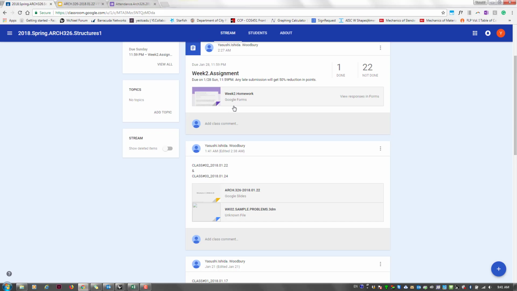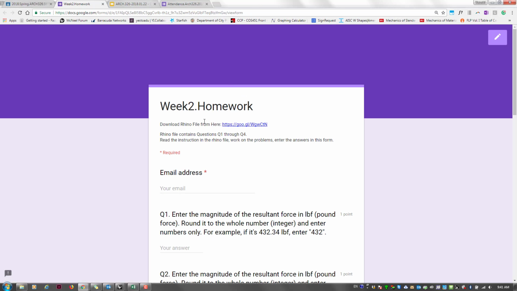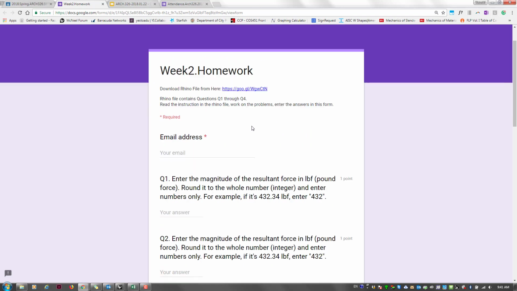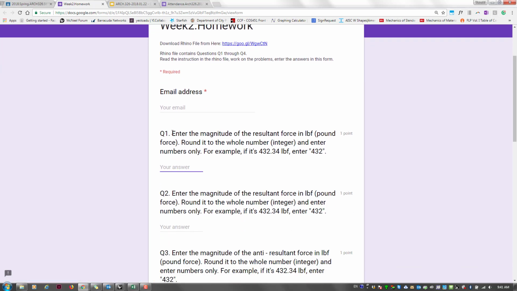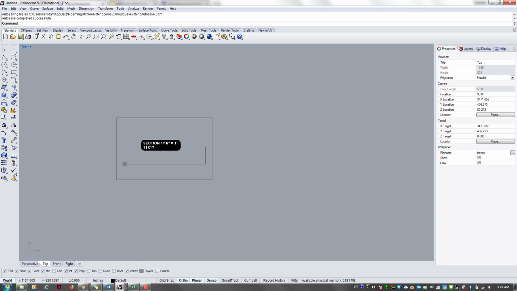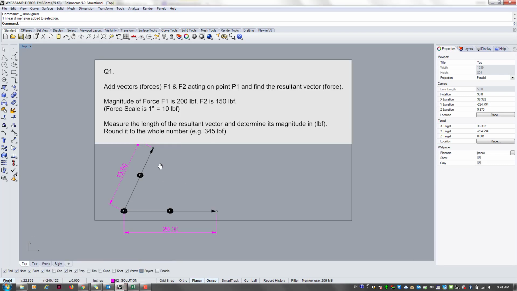This is not due until next week, but you can download the Rhino file from here, and Q1 would be that problem. Someone pointed out that the only right answer would be if you type in just the number. So if it's like 432 pounds, just type in 432 and no pounds or anything else. Because this is a different problem, it's going to be a different number.